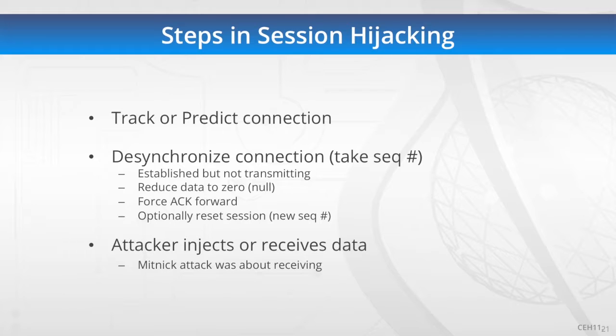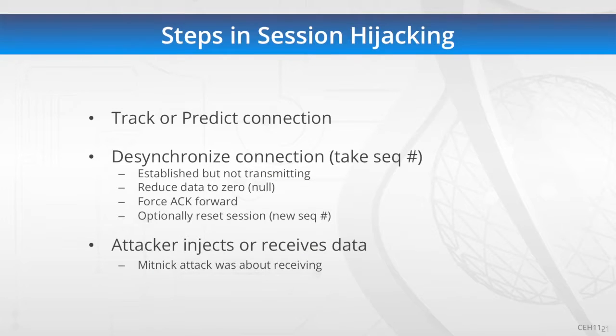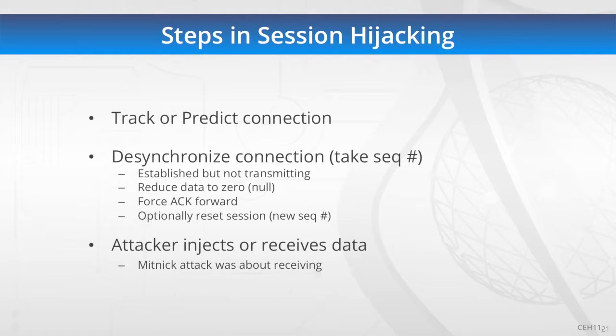Desynchronize the connection. We can establish but not transmit. So what we do is we shrink the amount of data that's being transmitted down to 1 or 0. So if we can reduce it down to 0, we're ready to go. Force the ACK forward. We're going, okay, we're at 0 now, or we're at this number, and we're not moving forward. Now we're going to move 1 at a time, and we're going to keep on moving slowly, 1 at a time, and you agree, I agree, 1, 1, 1, or 0, 0, 0 in that session. We could reset and get a new sequence number, but usually what happens is that forces us to re-authenticate.